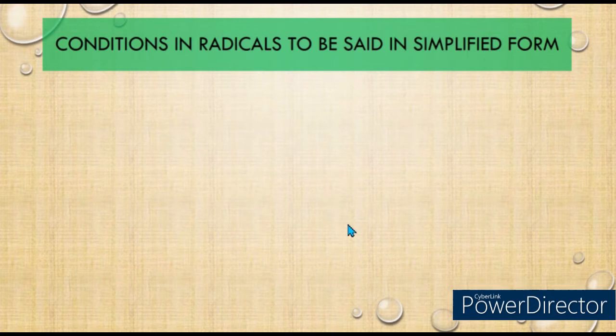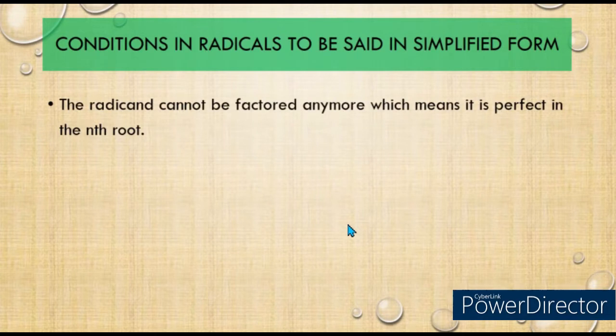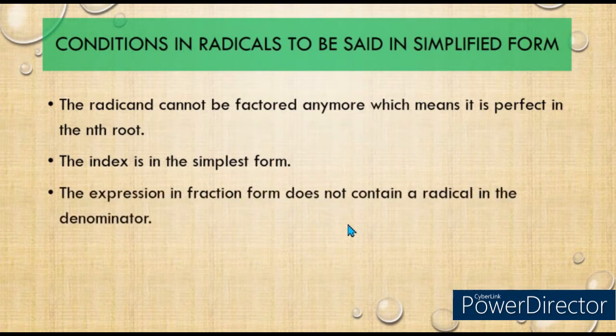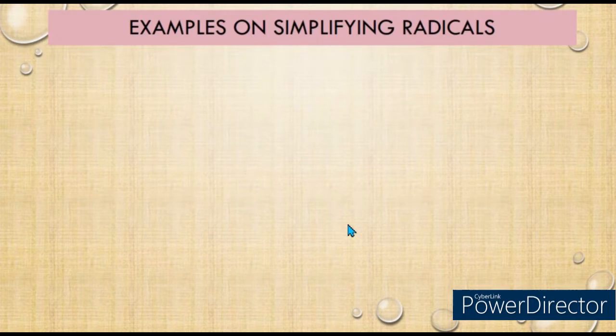Okay. So now let's proceed to the different conditions for radicals to be said in simplified form. Condition number 1, the radicand cannot be factored anymore, which means it is perfect in the nth root. Condition number 2, the index is in the simplest form. And then condition number 3, the expression in fraction form does not contain a radical in the denominator. Okay, so we have here different examples on simplifying radicals.